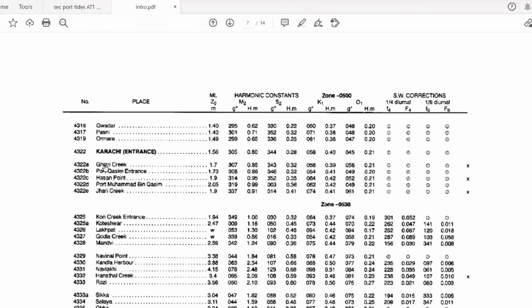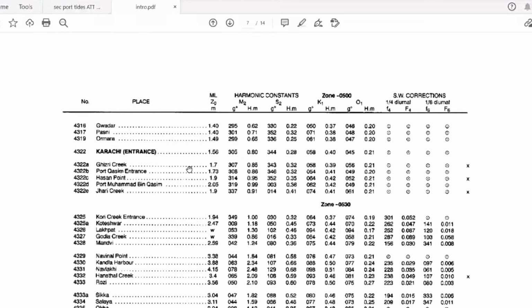So don't think this is a standard port and everything else is secondary for this standard port. No. Part 3 contains all the ports in order of their port numbers. So don't relate Karachi with these points. Jari Creek may not be necessary always. These ports are very close to each other, but this doesn't mean this creek is a secondary port for Karachi. Not necessary. For that you have to go to part 2. Part 3 cannot tell you that.